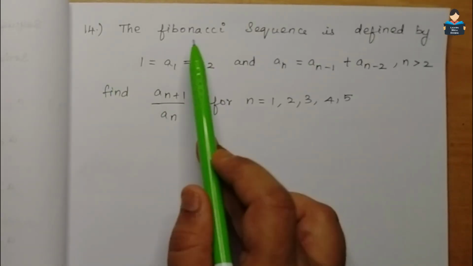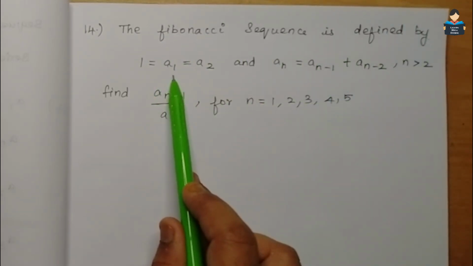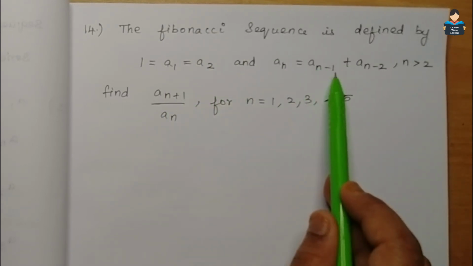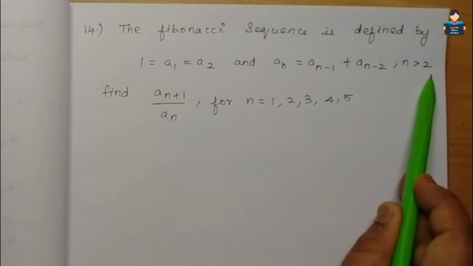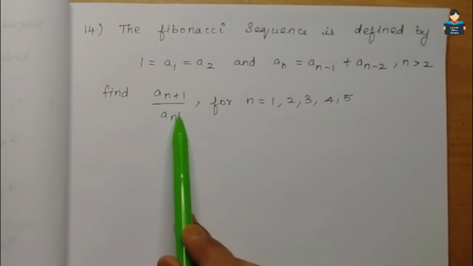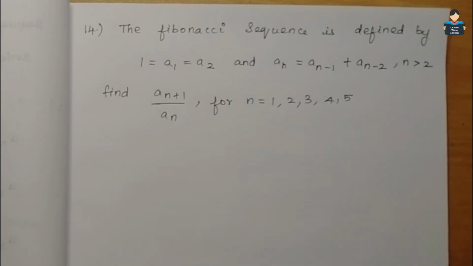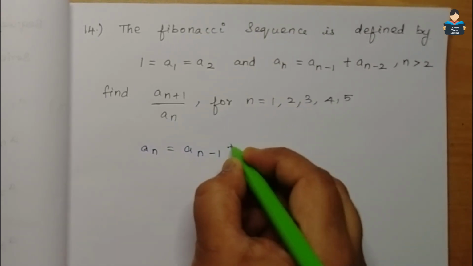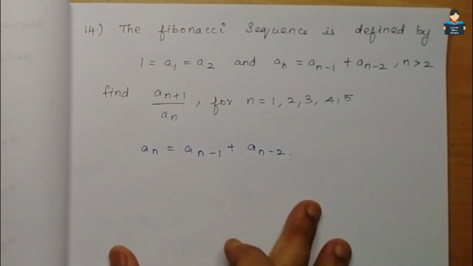14th question: the Fibonacci sequence is defined by a1 equal to a2 equal to 1, and an equal to an-1 plus an-2, for n values greater than 2. Find an+1 by an for n values 1, 2, 3, 4 and 5, they have given. So first, we will find out the Fibonacci sequence, where an is equal to an-1 plus an-2.